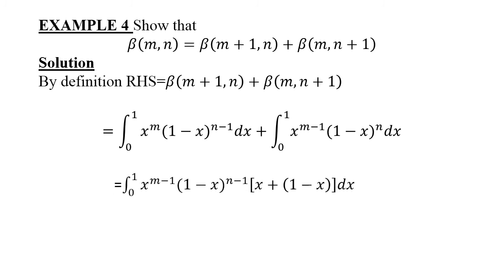That equals the integral from 0 to 1 of x^(m-1) (1-x)^(n-1), which we take common from both, so that we get here x plus (1-x) dx. So x and -x cancel each other. Finally what we get is the integral from 0 to 1 of x^(m-1) (1-x)^(n-1) dx. That is simply β(m,n) from the definition of the beta function.